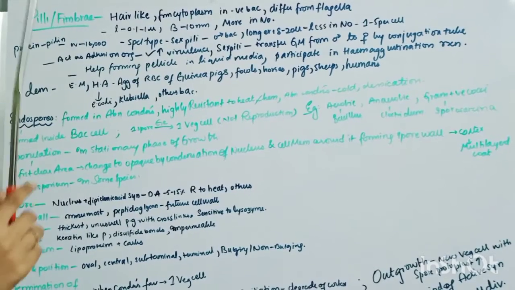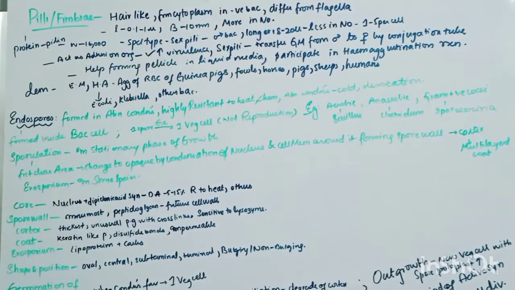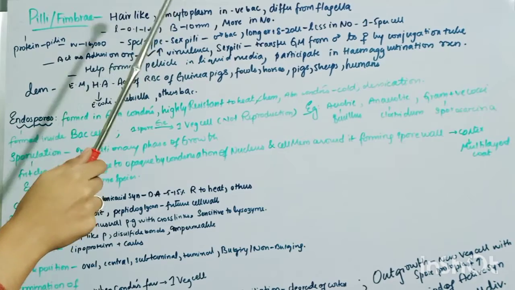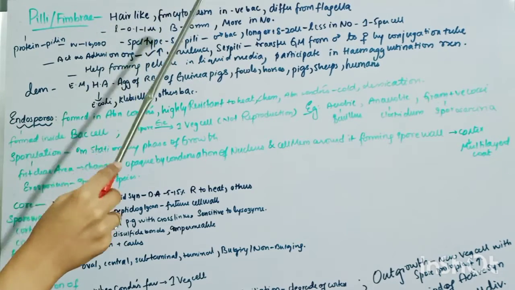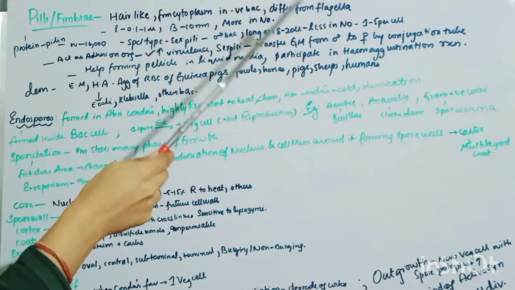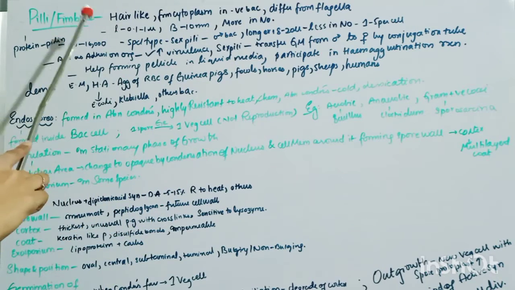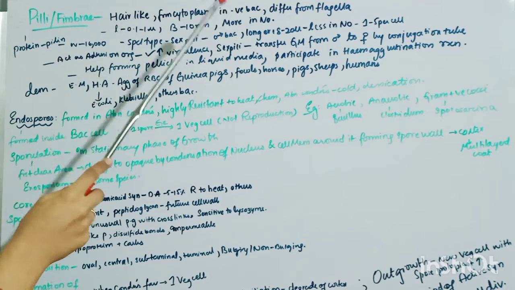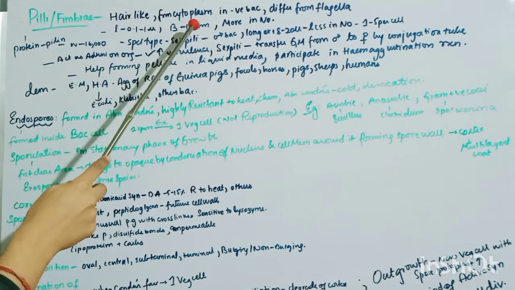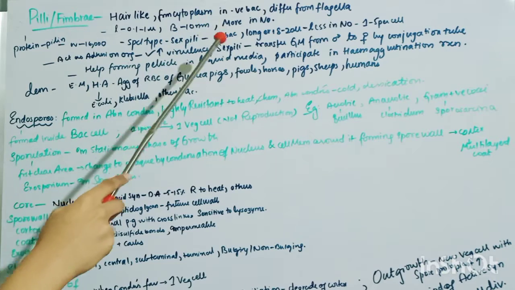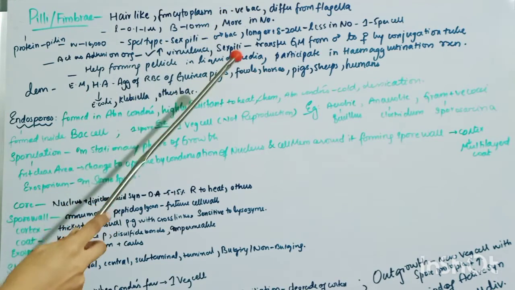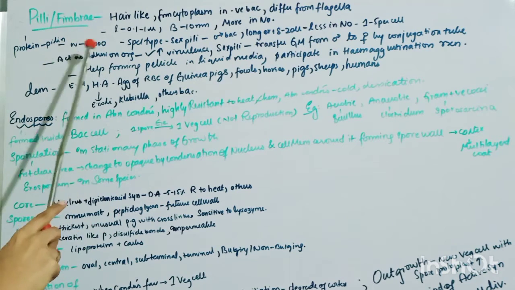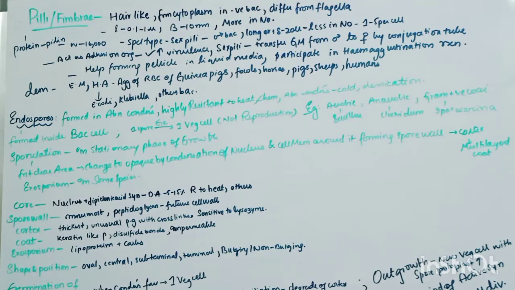Pili or fimbriae are hair-like structures. They extend from the cytoplasm like flagella, and they are present in some gram-negative bacteria. They differ from flagella because they are very small, 0.1 to 1 micron in length, and their breadth is just 10 nanometers, so in size they are less than flagella. And next, it contains a special protein known as pilin.